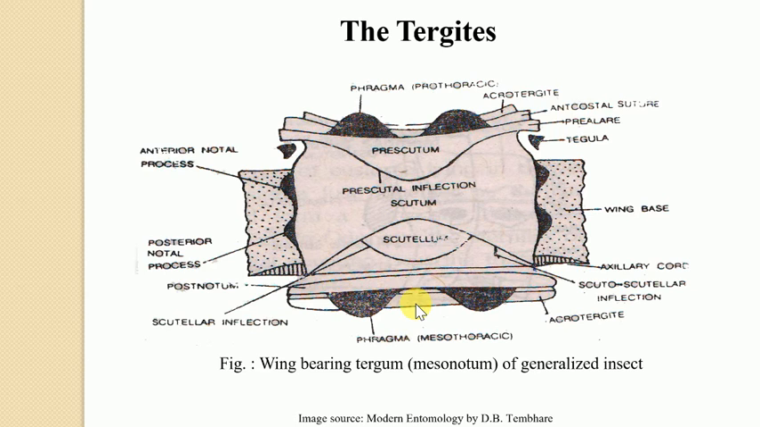The tergite of the pterothorax is characterized by the presence of anterior and posterior nodal processes on the lateral side, which provide the site where the wing bases get attached, so that the wings get articulated with the mesothoracic and metathoracic regions at the anterior and posterior nodal processes respectively. So this is the summary of the tergite we have learned.